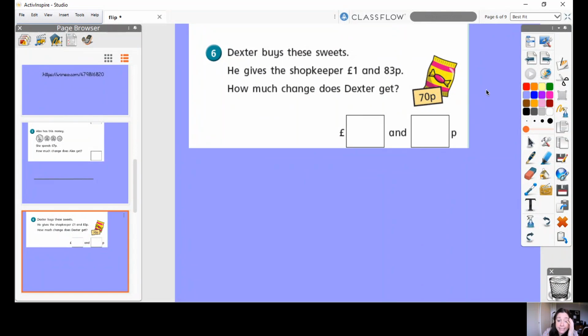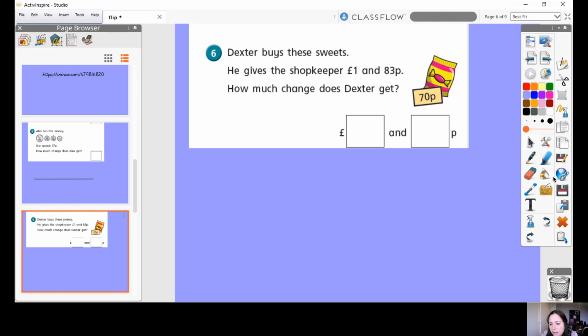Okay, so Dexter buys these sweets. He gives the shopkeeper £1 and 83 pence. How much change does he get? So we're going to be looking at the pence in this one. We don't really need to think about the pounds because I can see he's got enough pence to be able to buy it. So he's only going to have to give this part here.